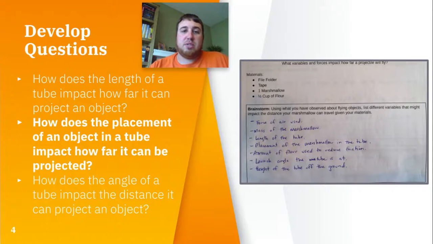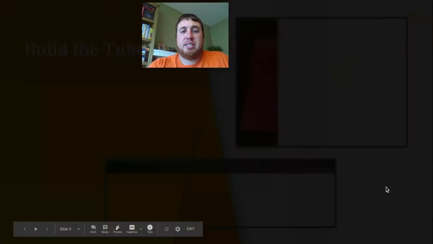I would ask them to brainstorm first, thinking about shooting a marshmallow out of a tube. What are some factors or variables that might impact them? From that, I would ask them in teams to develop 3 research or scientific questions and then choose one they want to focus on. For me, I decided to focus on how does the placement of an object in a tube impact how far it can be projected.